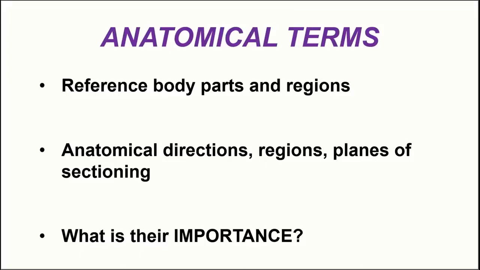In this last lecture segment for Chapter 1, we'll discuss anatomical terms. Here we'll learn how to reference the body's parts and regions, and we'll also familiarize ourselves with anatomical directions, regions, and planes of sectioning. These are important because they give us a standardized, universally accepted language that allows us to communicate quickly and effectively about the body and its parts.